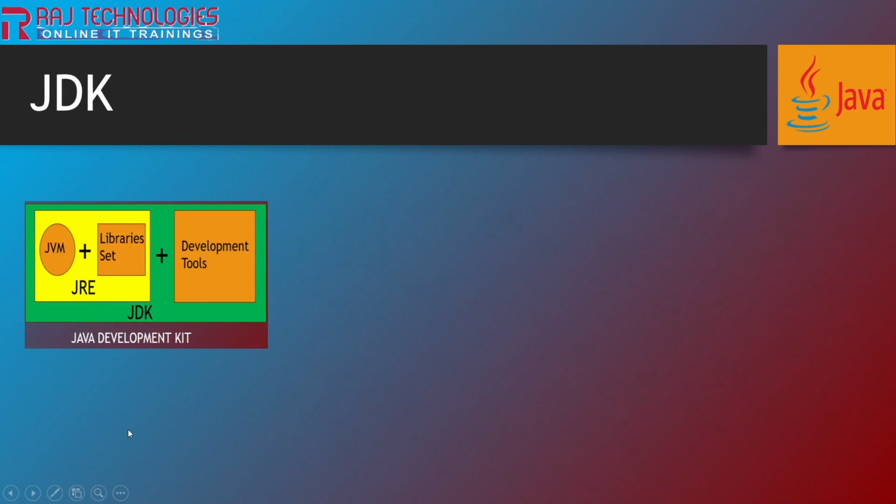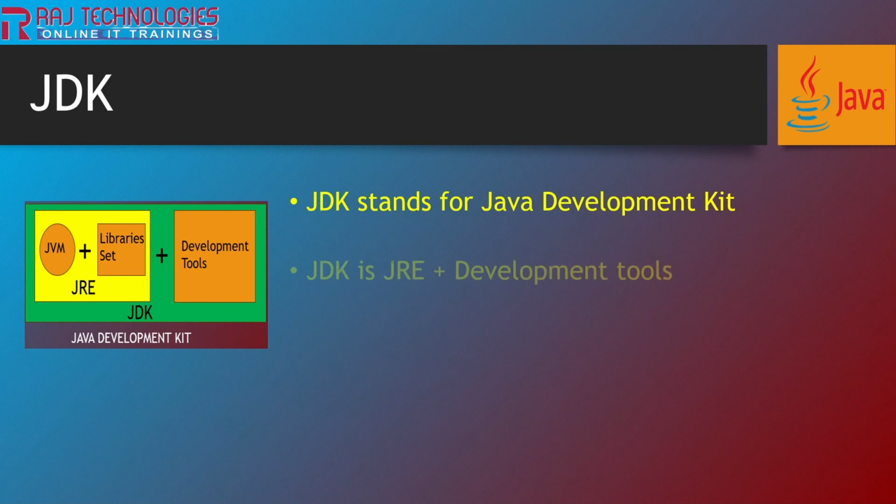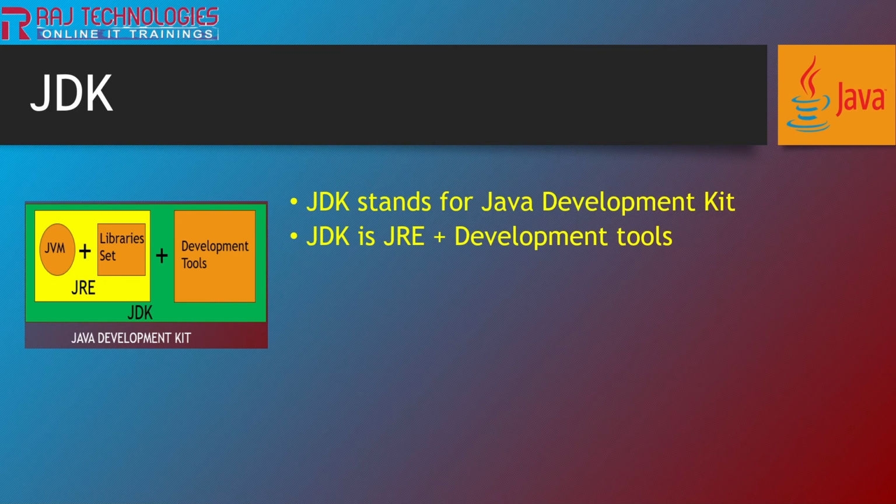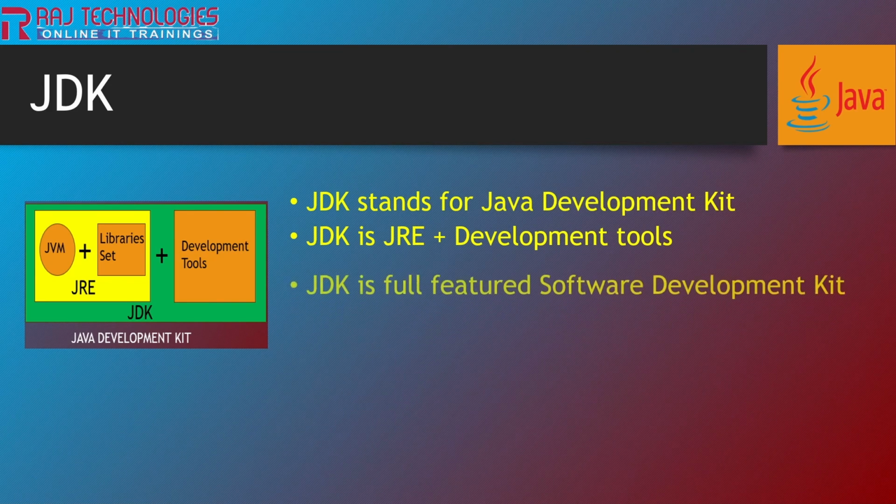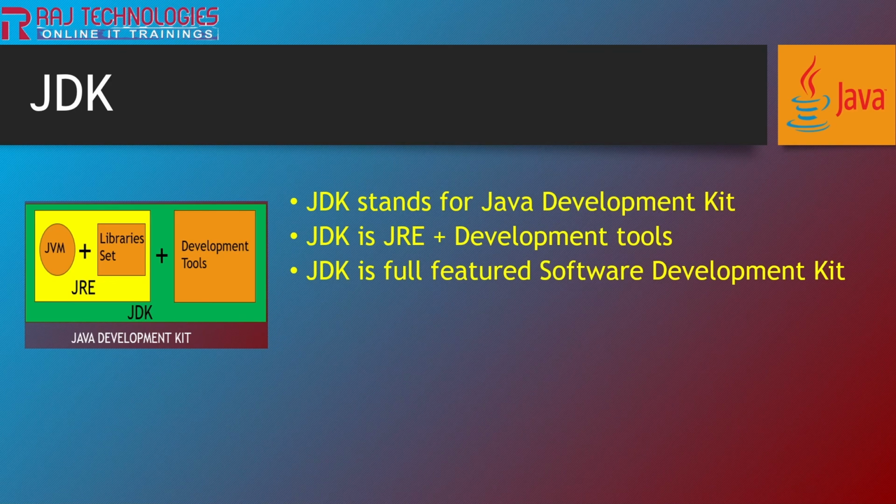Coming to the next one, JDK. JDK means Java Development Kit. So what is this JDK? JRE plus development tools is our JDK. JDK is a full featured software development kit. Whenever you want to develop software using Java, we need to download and install JDK on our operating system. In the next videos, I'll be showing how to download this JDK. When you download JDK, it comes with the JRE plus development tools also.